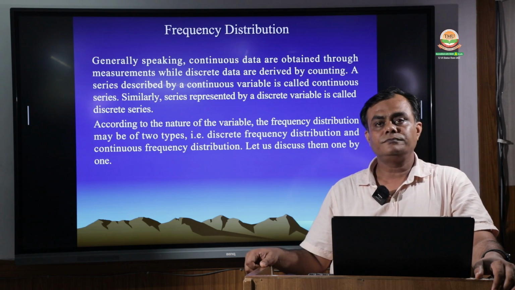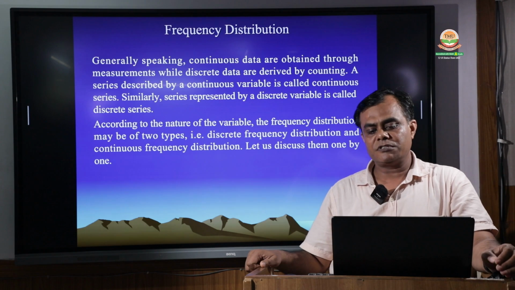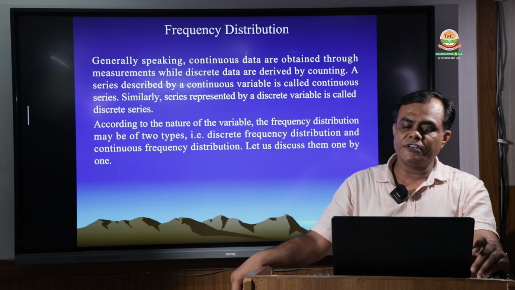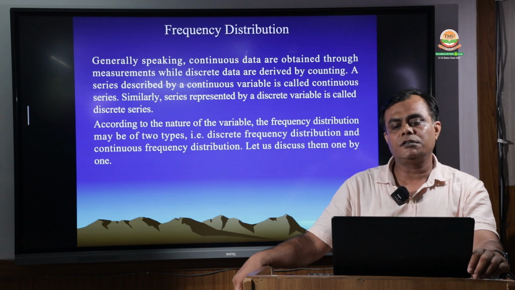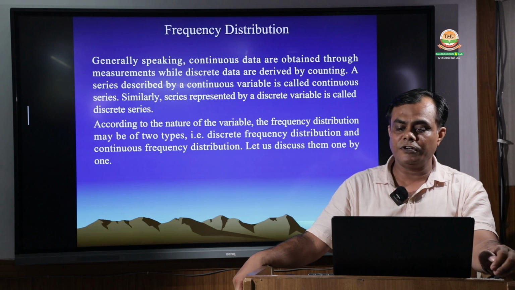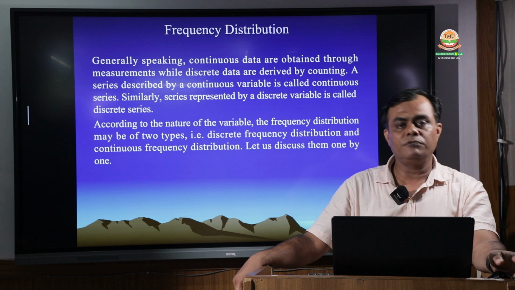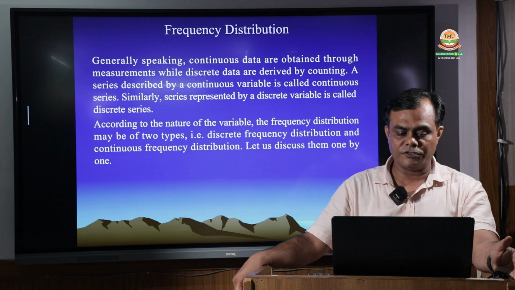Generally, in frequency distribution, continuous data are obtained through measurement, while discrete data are divided by continuity. A series described by a continuous variable is called a continuous series, and similarly, a series represented by a discrete variable is called a discrete series. So the continuous variable relates to the continuous series and the discrete variable relates to the discrete series.